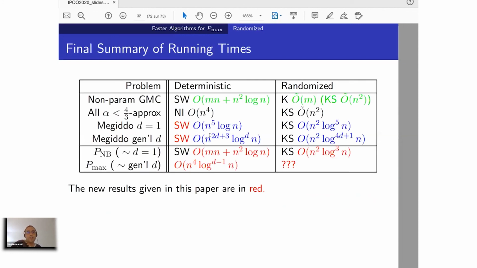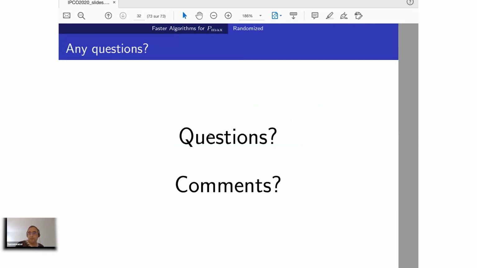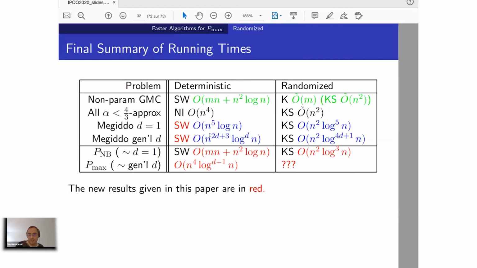So as a conclusion, here is a summary of all the running times. The new results are given in red, and you can compare them to all the previous running times. That's it for my presentation. So thank you for your attention.